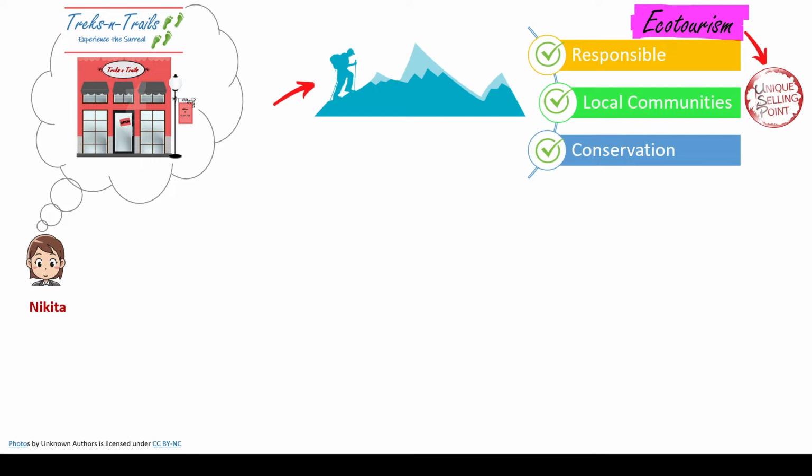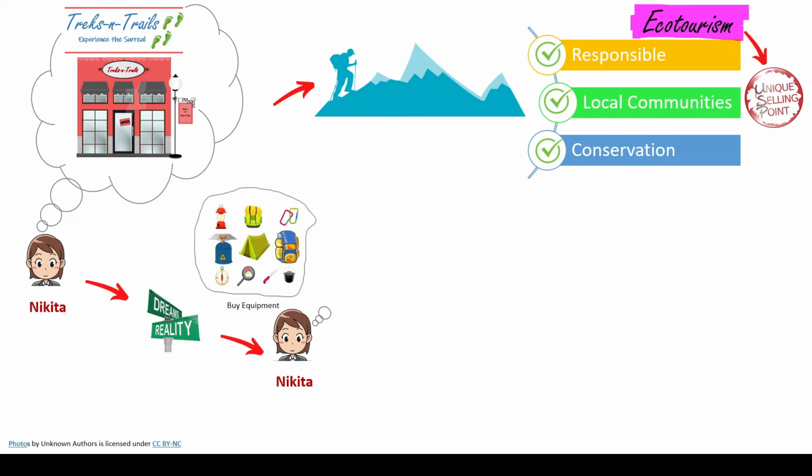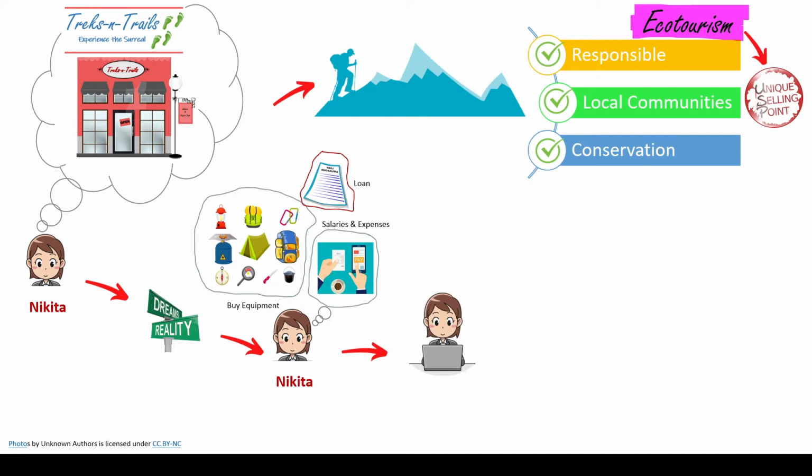Back again to the story. Nikita wants all these dreams to become reality, and so she is thinking that if she was to start a company, she would have to buy a lot of equipment, camping equipment. She will have to hire people, maybe rent an office, so she would have to pay salaries and other office expenses, and she would definitely need a loan to get started. And with all this on her mind, she is now sitting on the internet trying to do some research.